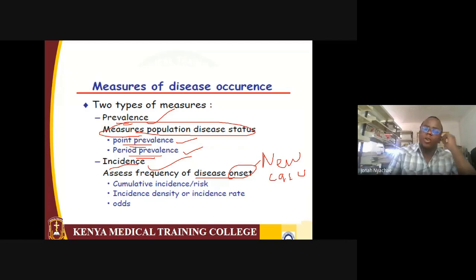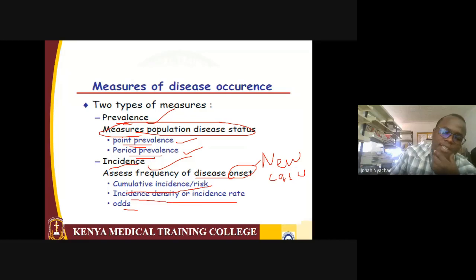Incidence. And when you are measuring incidence, you can be able to measure other measures called the cumulative incidence risk. We can also measure the odds. We can also measure the incidence density or incidence rate. So that is called measure of disease occurrence, where we measure prevalence and we measure the incidence.